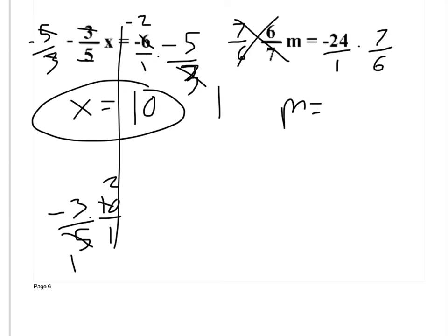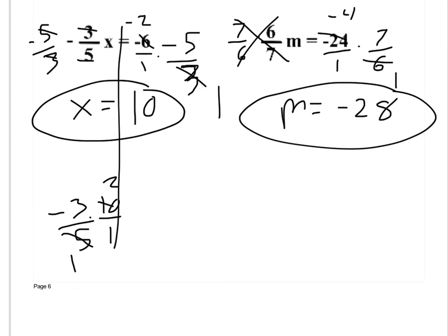m is equal to negative 24 times 7/6. 6 would cancel. I'm left with negative 4. Negative 4 times 7 is negative 28. Okay, I can take 6/7 of 28 and I get negative 4, or negative 24. This would be negative 4. 6 times negative 4 is negative 24. So m must be negative 28.